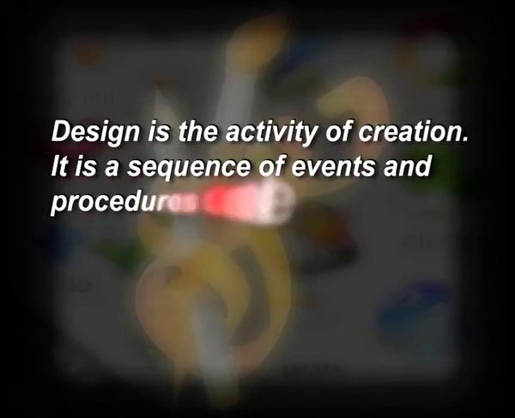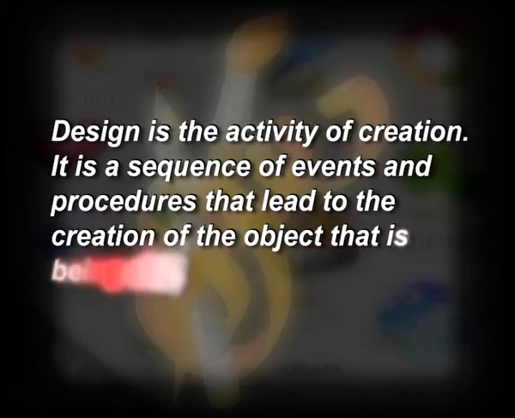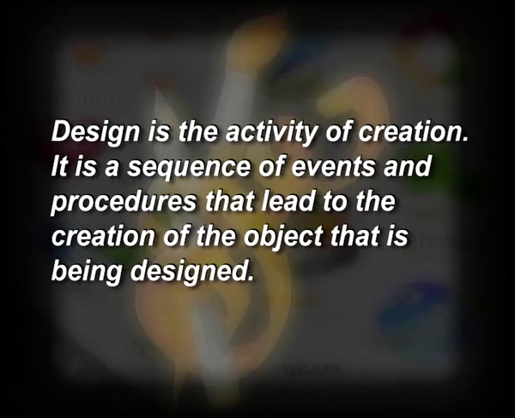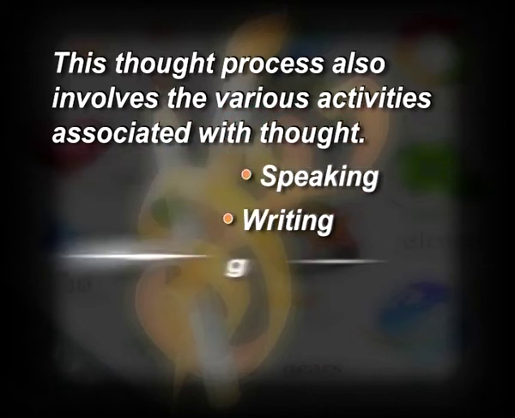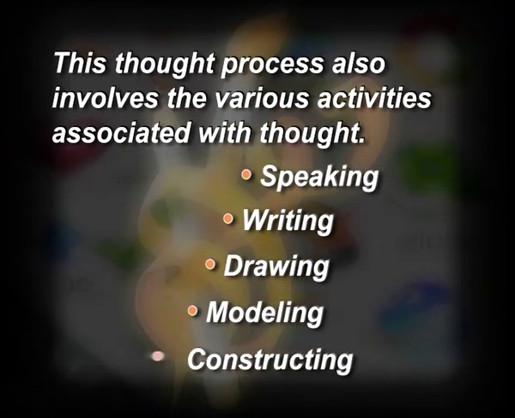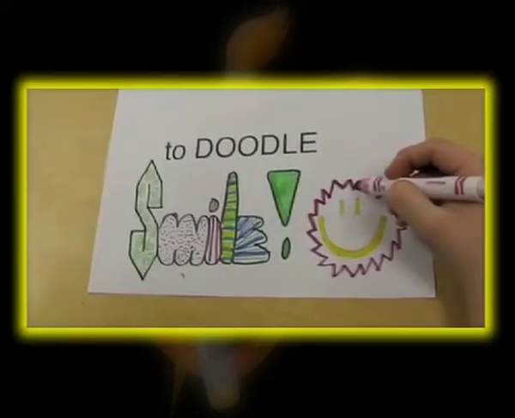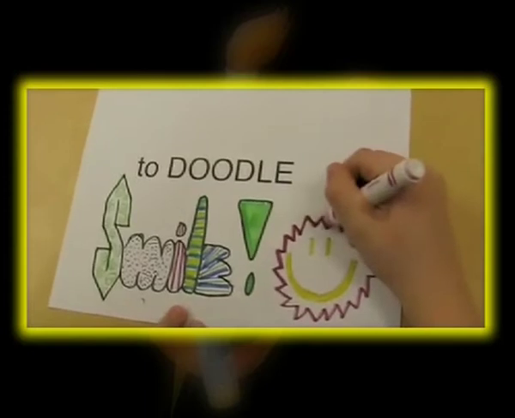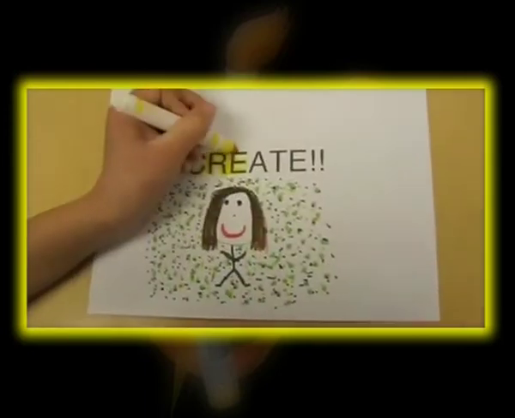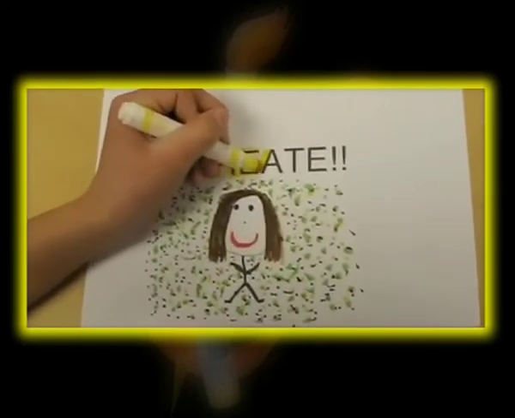Design is the activity of creation. It is a sequence of events and procedures that lead to the creation of the object that is being designed. This thought process also involves the various activities associated with thought: speaking, writing, drawing, modeling, and constructing. Design is the process used to create that entity. What is important is that the total thought process of design encompasses a wide variety of procedural structures. Therefore, it cannot be restricted to one particular procedure.